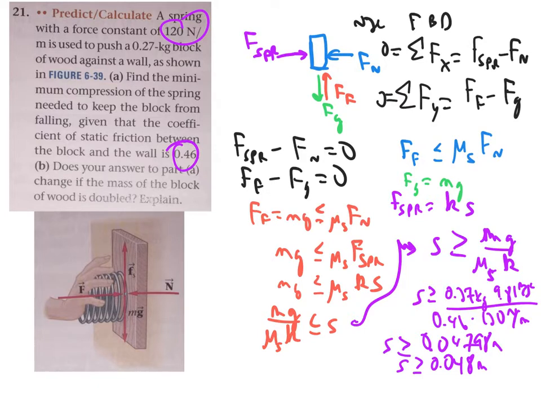That's part A. Part B says, does the answer change if the mass of the block is doubled? And this is actually a nice easy thing, because we can look right here and see the m. So yes, if we doubled the mass, we would double the minimum compression, which makes sense. The doubling maybe not, but certainly it should go up.